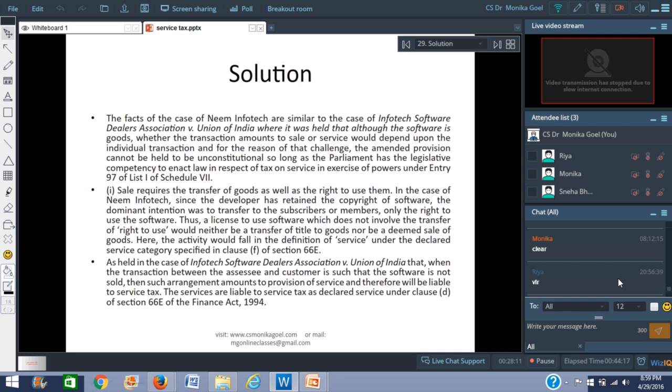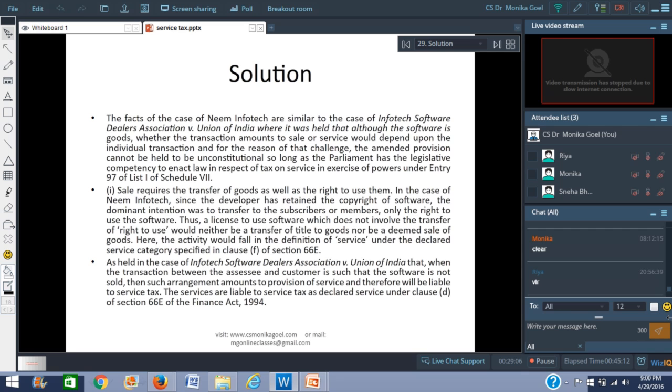Now the facts of this particular case are similar to Infotech Software Dealers Association versus Union of India, where it was held that although the software is goods, that's understandable, and that is what was contended by the assessee also. Whether the transaction amounts to sale or service would depend upon the individual transaction. For that reason, the amended provision cannot be held to be unconstitutional so long as Parliament has the legislative competency to enact law in respect of tax on service under entry 97 of list 1 of schedule 7. They said, how could you put it in declared service? It is a transaction amounting to sale of goods, and this is unconstitutional. The court said that no, if Parliament has the power to levy service tax under entry 97, it is not unconstitutional.